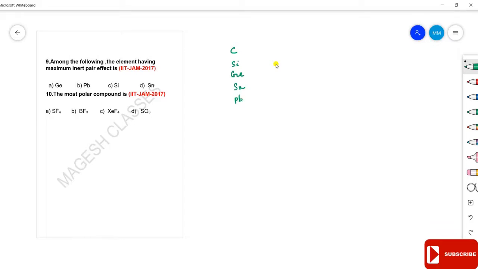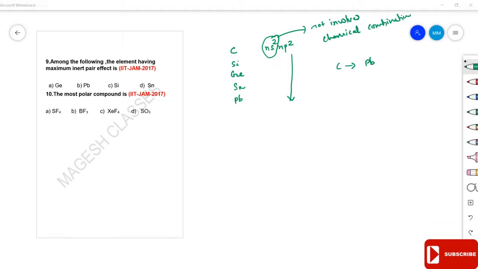What is the inert pair effect? The general configuration of this group is ns2 np2. Down the group, when you move from carbon to lead, the 2 electrons in the s orbital become inert and are not involved in chemical combination. This phenomenon is called the inert pair effect. It increases down the group, so lead is the element showing maximum inert pair effect. Your option is B. The question is solved.